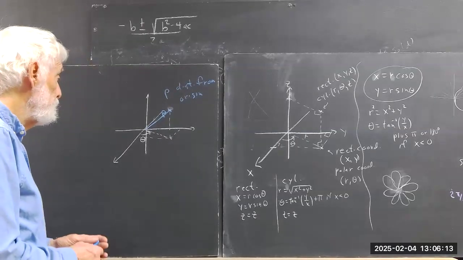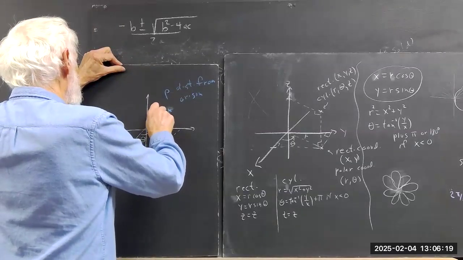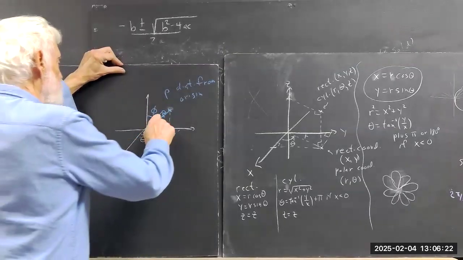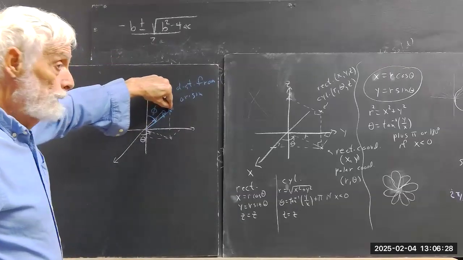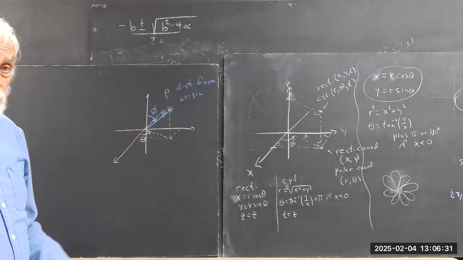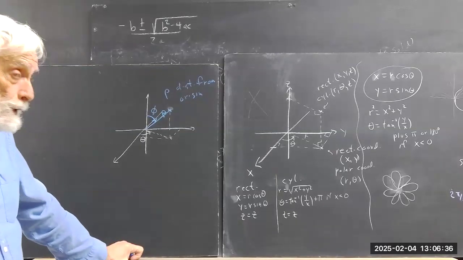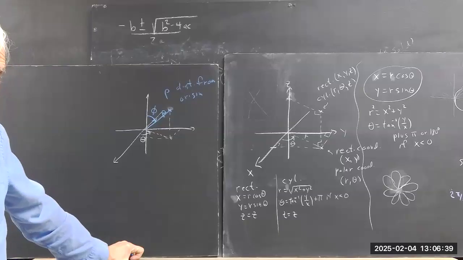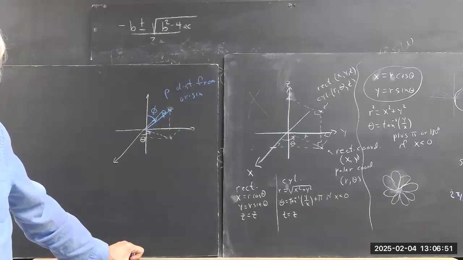And then this angle from the z-axis to the radial line from the origin to the point is phi. Some people pronounce that differently. I don't know why they would, because the Greek alphabet goes phi, chi, psi, omega. Okay.